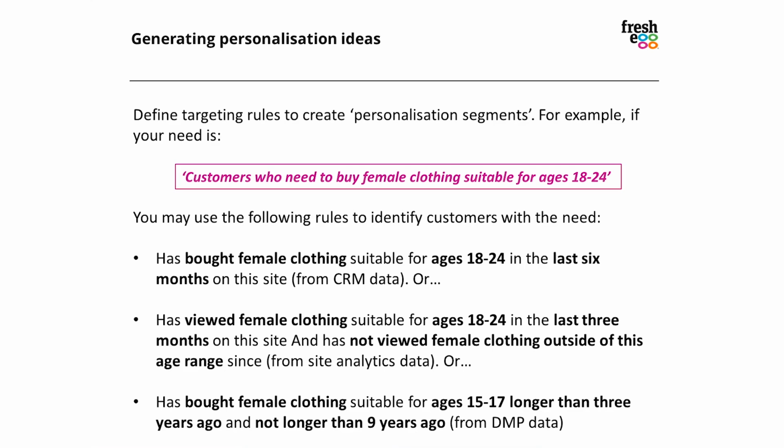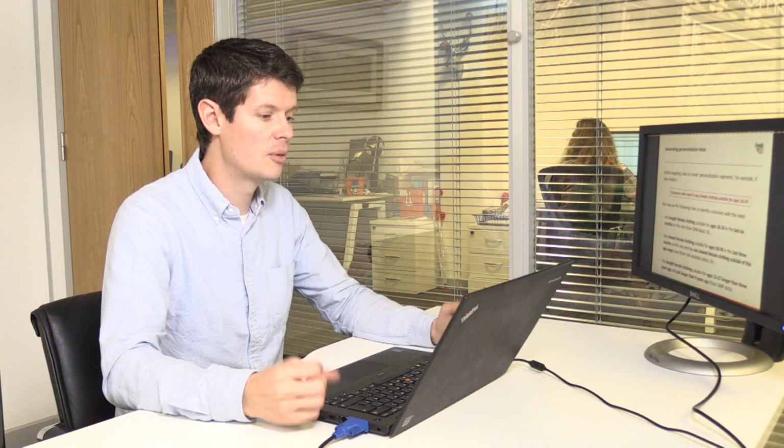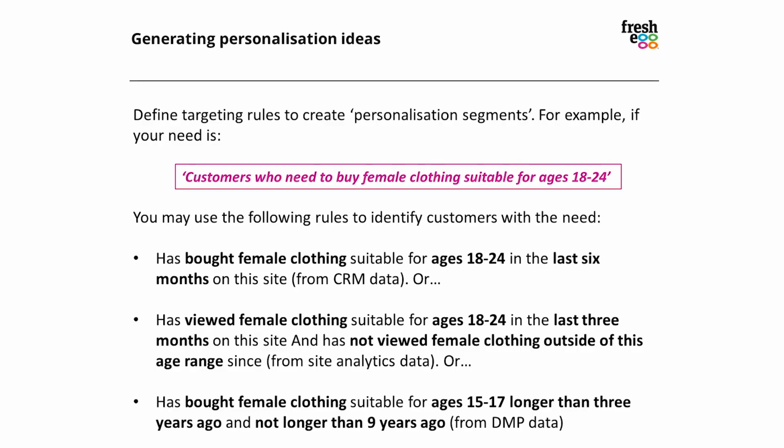So you could say that you could group users into this category once they've bought female clothing suitable for that age group within the last 6 months. And you get that data from a CRM like your back-end sales tool, for example. Or you could set up a rule to say, okay, they've viewed female clothing suitable for the age group in the last 3 months of the site, and they've not viewed female clothing outside of this age range. So they're not interested in another group of clothing. They're basically validating themselves as within that audience segment currently. And this could be from a real-time tool like analytics data.